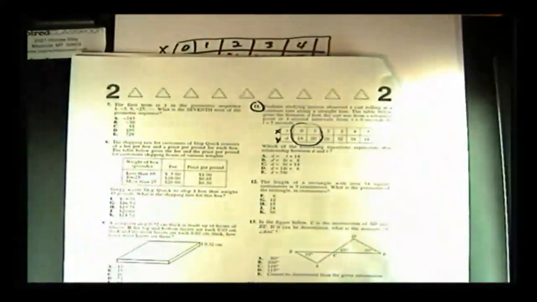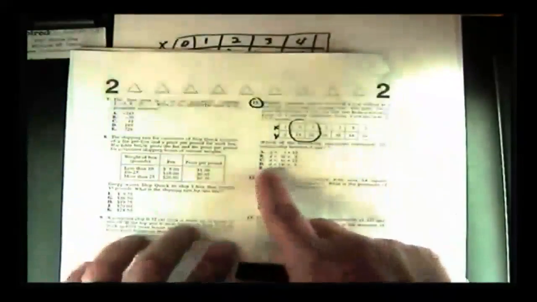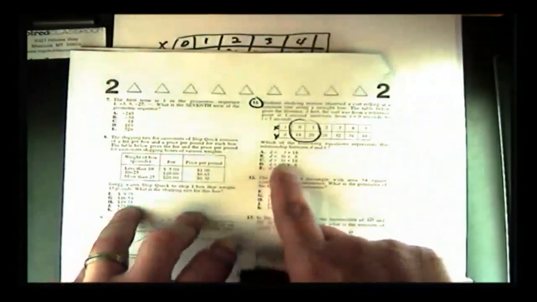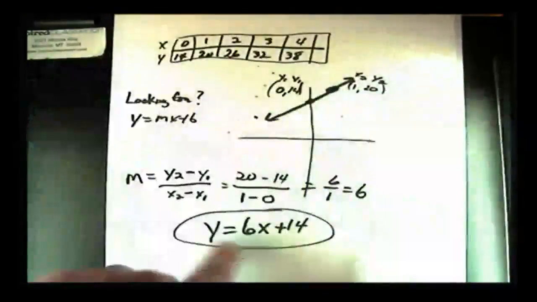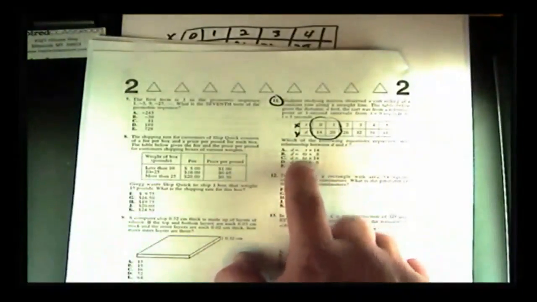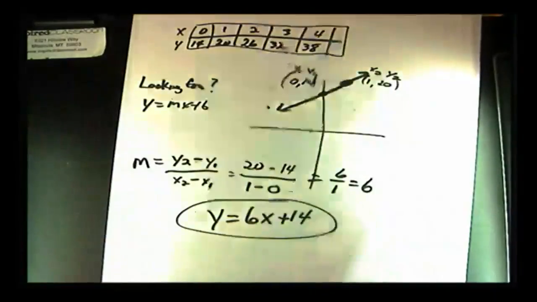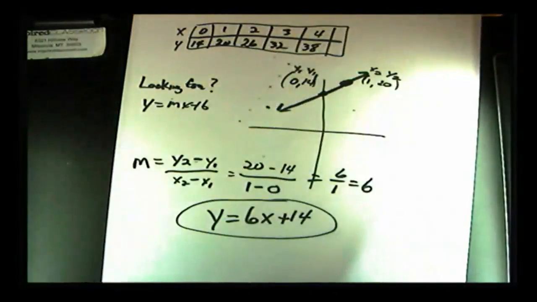I look at my equations, recognize that I subbed x and y for d and t, and sure enough I have answer C. D is equal to 6t plus 14. So C is our answer to this equation. So notice tables, graphs, equations. Given one, you can find the other two.